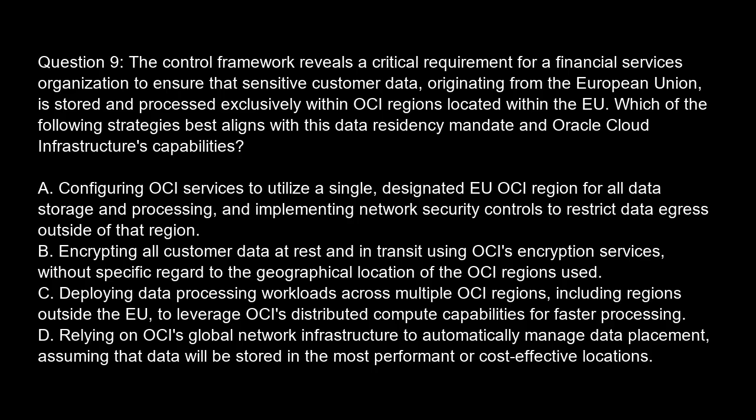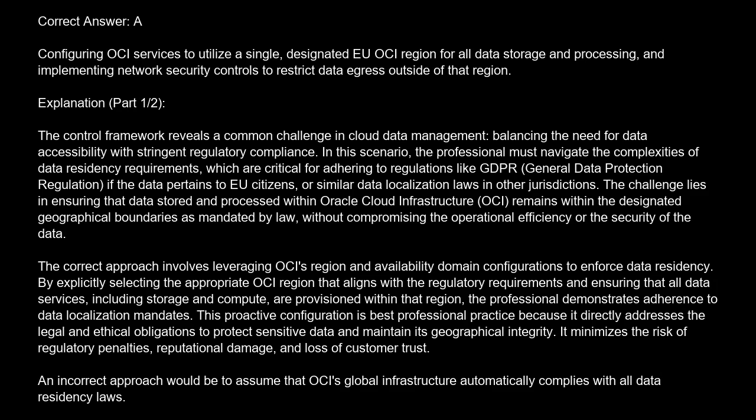Option B. Encrypting all customer data at rest and in transit using OCI's encryption services, without specific regard to the geographical location of the OCI regions used. Option C. Deploying data processing workloads across multiple OCI regions, including regions outside the EU, to leverage OCI's distributed compute capabilities for faster processing. Option D. Relying on OCI's global network infrastructure to automatically manage data placement, assuming that data will be stored in the most performant or cost-effective locations. The correct answer is A.